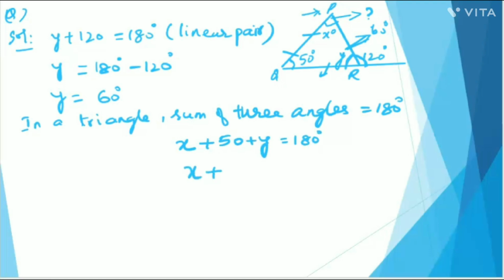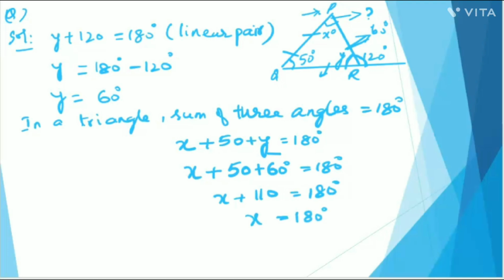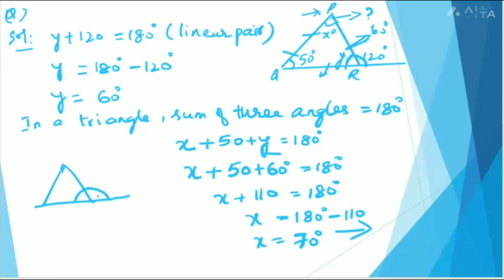We have just found out the value of y. y is 60. In place of y I will write 60, equals 180. x plus 110 is equal to 180, and plus 110 when it goes to the right side becomes minus 110. x is equal to 70 degrees. Whenever you have a triangle like this, from here to here, this is called a linear pair.